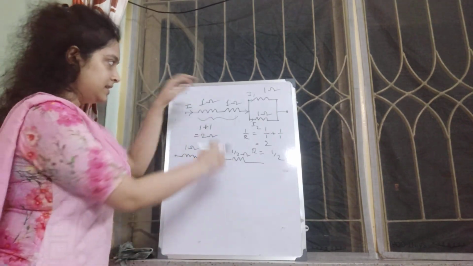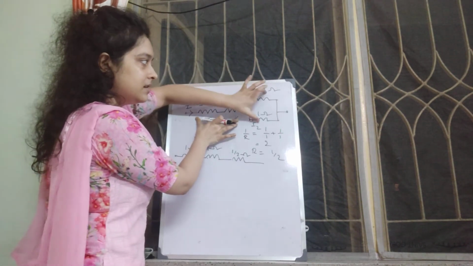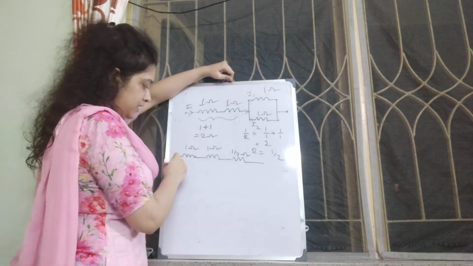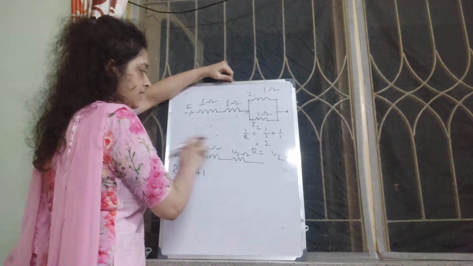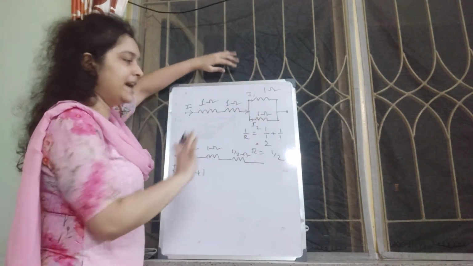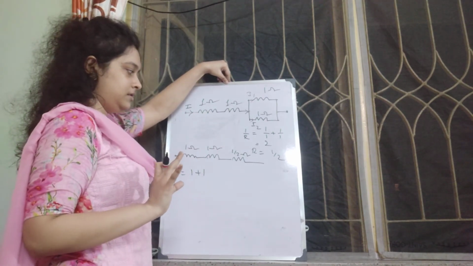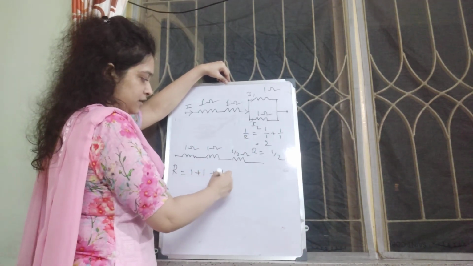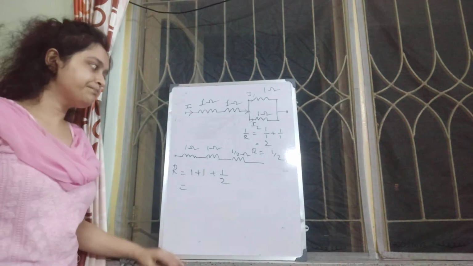That means these two are also in series with the equivalent resistance of these two. Ultimately, what is the equivalent resistance then? 1 plus 1, you can calculate it here also, or you can leave it for later. Best, let's first simplify the circuit. Whenever we get such a circuit, we'll first simplify. Now, we can easily see these three are in series. So 1 plus 1 plus 1 by 2, simply 2.5 we are getting.